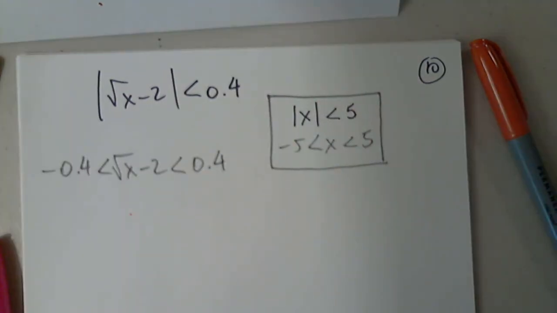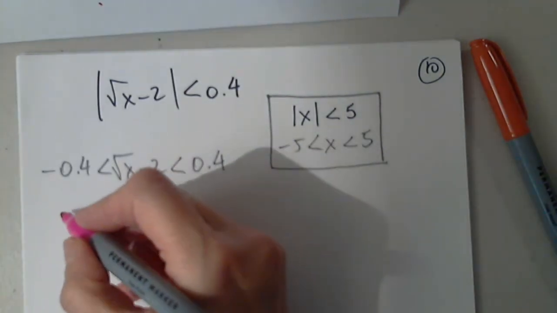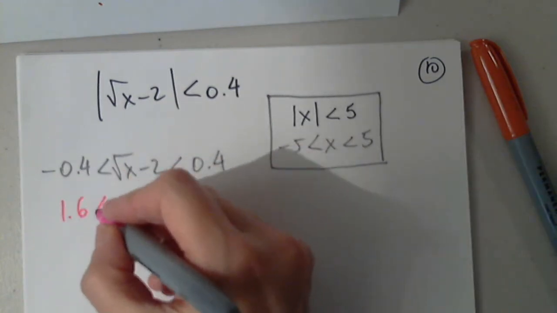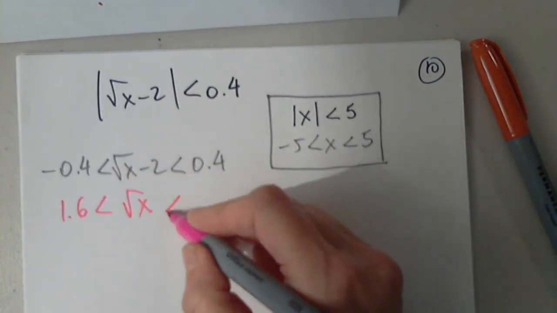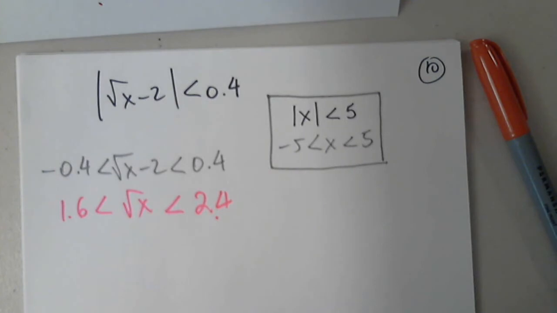How do I continue solving this? What do I have to do next? What is the next step? Excellent, very good. So 1.6 less than the square root of x less than 2.4.